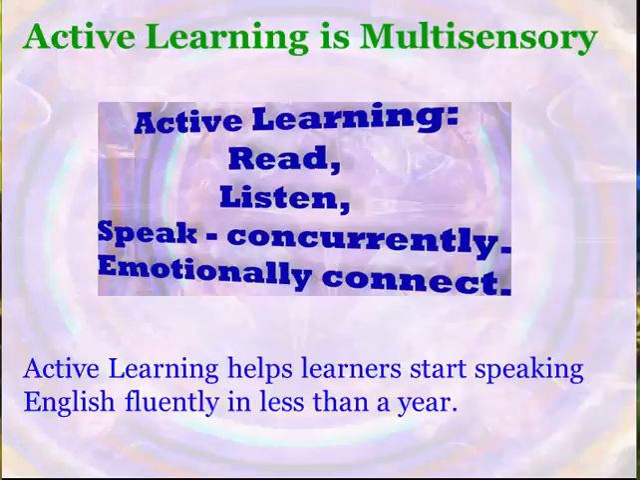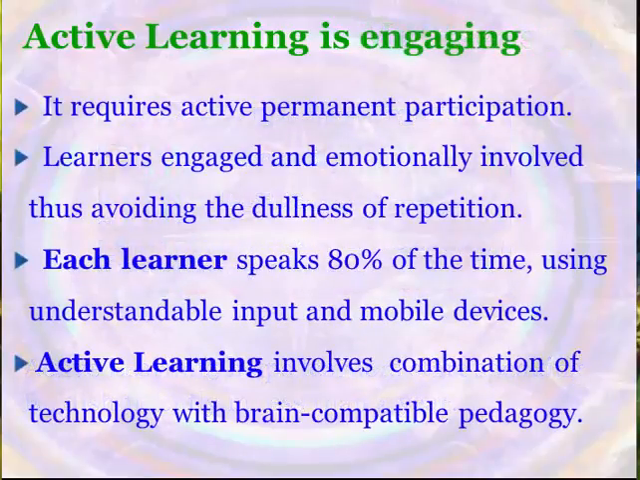In active learning, the learners take responsibility for learning and become emotionally involved in the process. Active learning lessons engage all the senses, not just listening. This activates more areas in your brain, so you retain more of what you learn. In multisensory learning, we read, listen, and speak at the same time, using all of our senses.